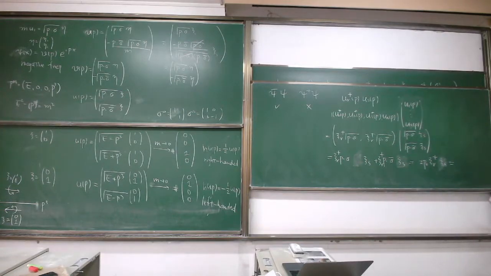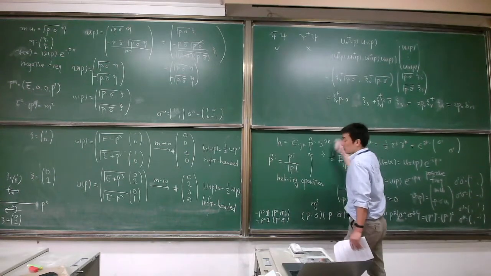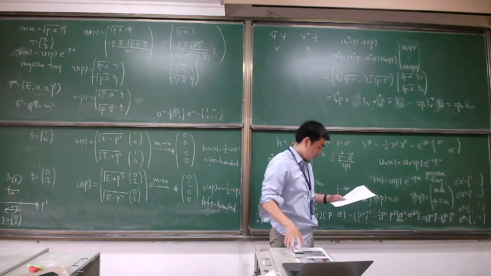This is a two component spinor, and you can just contract them, and then this will give you the delta RS. So as you can see, at the end of the day, you get 2 times P0, and this is not Lorentz invariant. P0 can be changed if you do the Lorentz boost, right? So therefore, this is not a Lorentz invariant quantity.